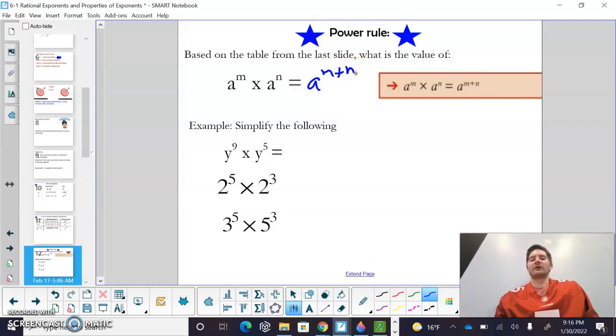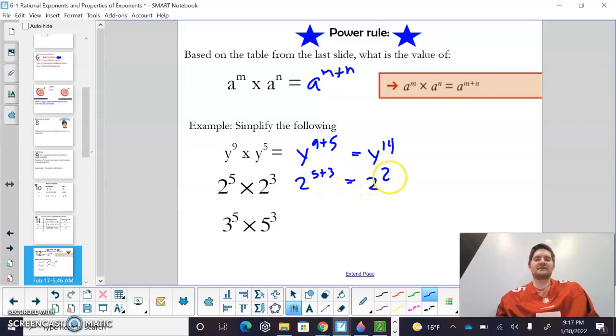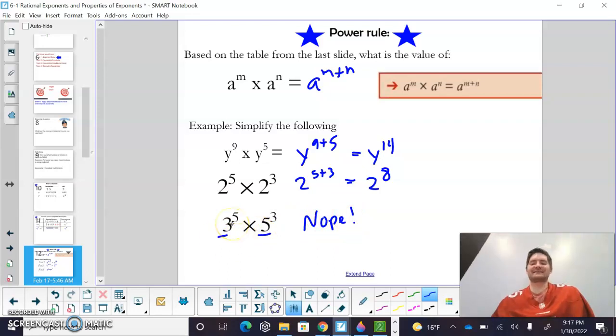The one thing you need to be aware of is that this only works if the bases are the same. So y to the 9th times y to the 5th, the bases are the same. We can add those two together and get y to the 14th. 2 to the 5th times 2 to the 3rd, we can add that up and get 2 to the 8th power. And then this one we can't do, because 5 and 3 are not the same base.